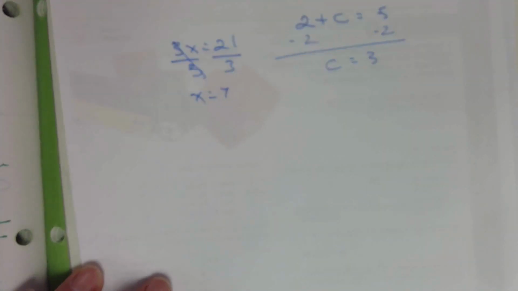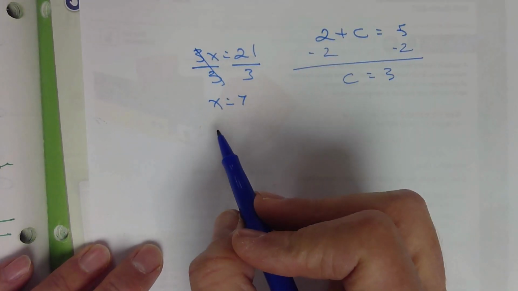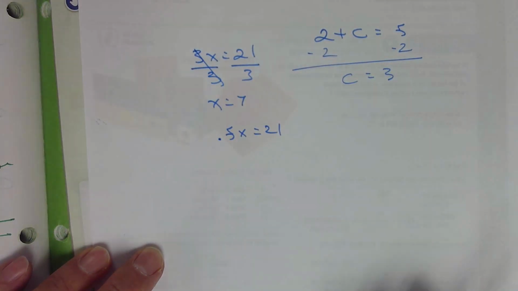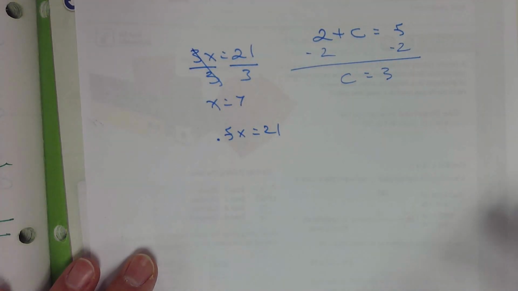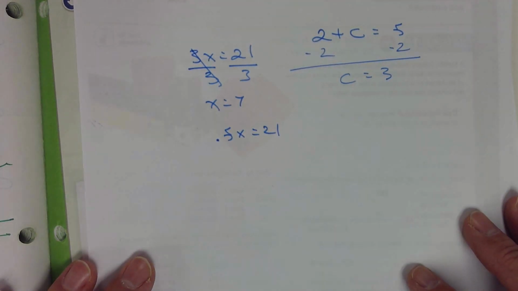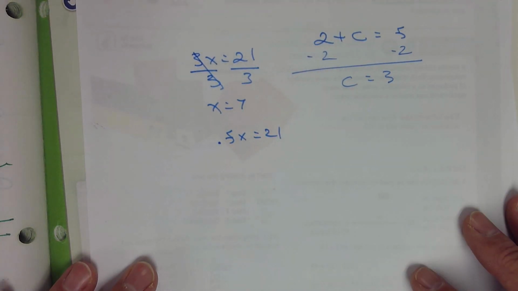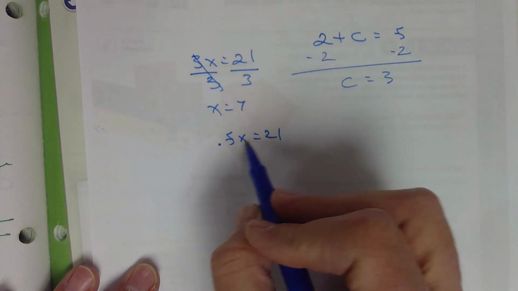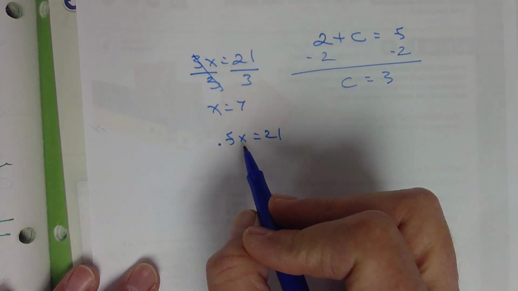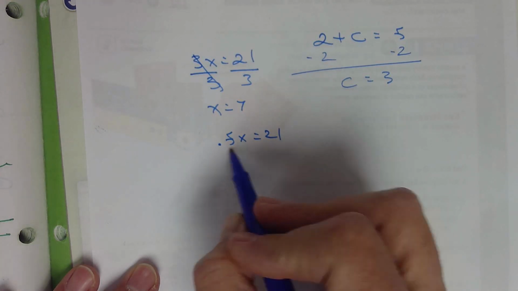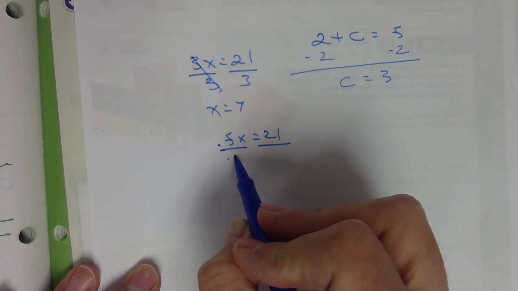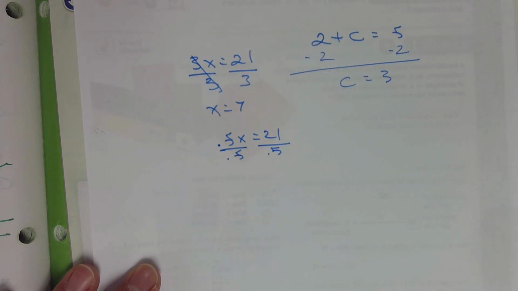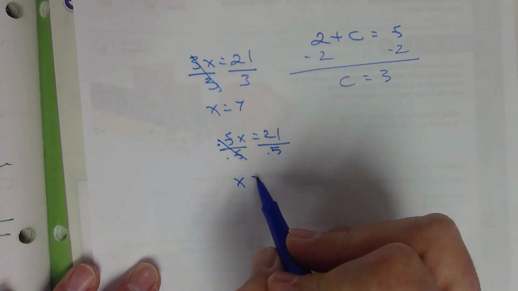But what if it was something like this? What if it was 0.5x equals 21? Oh my gosh, I don't know what to do with that. Yeah, you do. It's the same thing. What is happening to the x? It's being multiplied by 0.5. So you do the opposite, and you divide each side by 0.5. They cancel out. You're left with x equals.